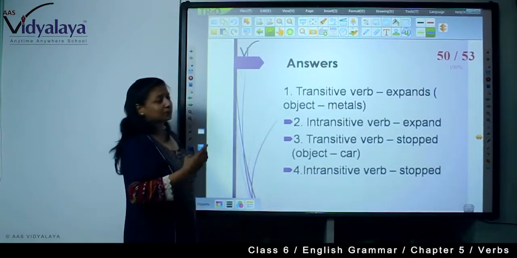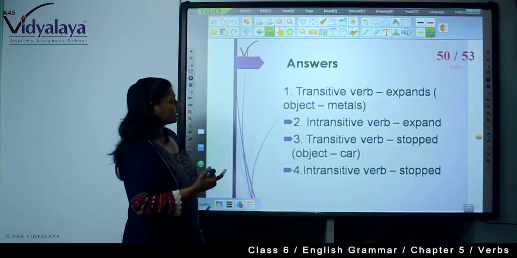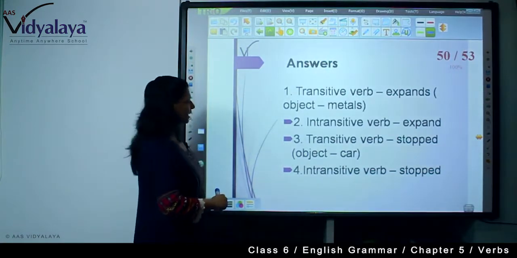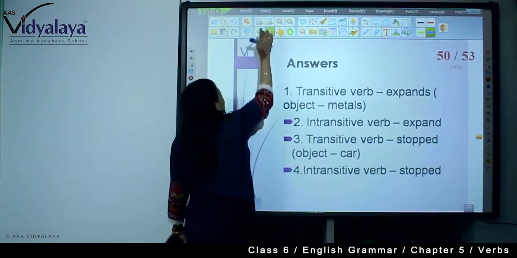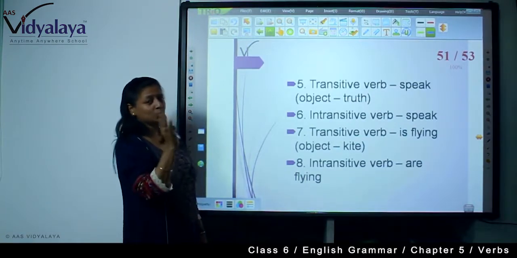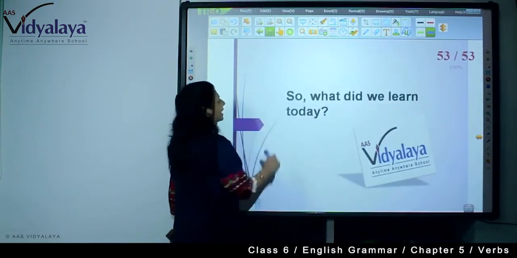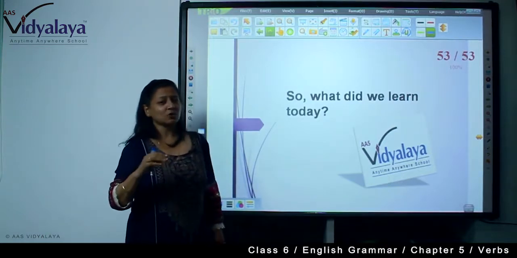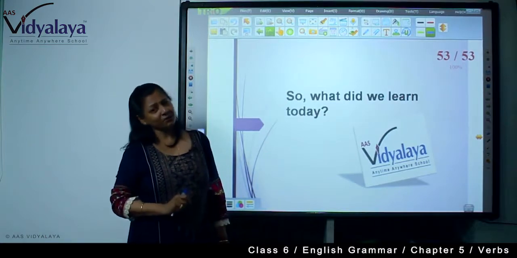Honestly, you do everything, then you go to the answer part. So here, the answers are all here. Transitive verb expands has an object because the object is there. You can go through the entire answer. Then second is intransitive because expand doesn't have any object. Then there is a transitive. Third is transitive. So in this way, you will see all 12 answers are given here. But you will have to do the exercise on your own. I didn't do that because I believe once you go through the slides, you will have a clear idea of transitive and intransitive verbs.